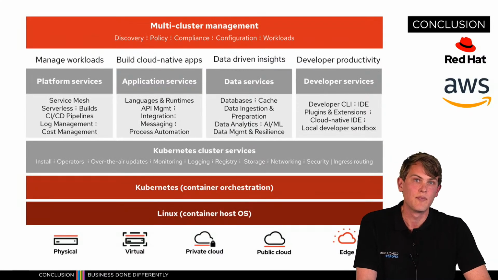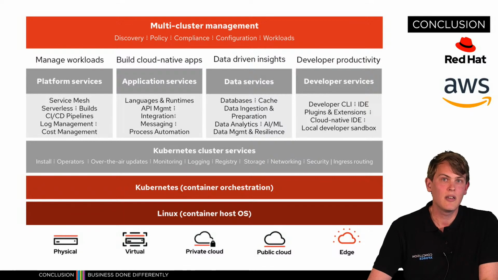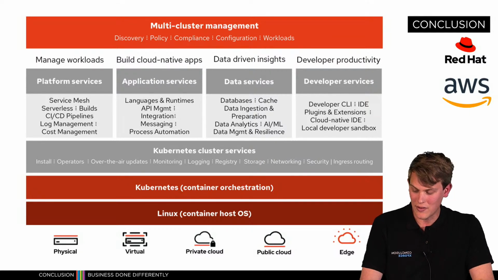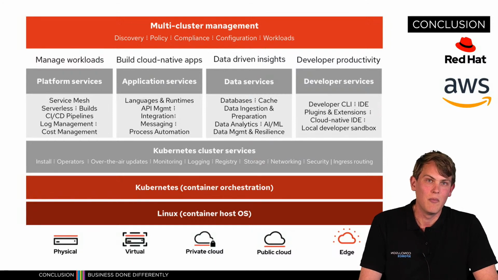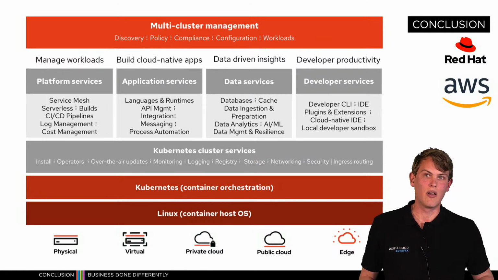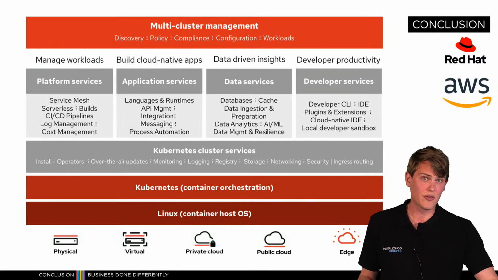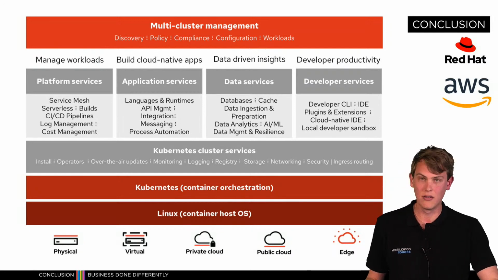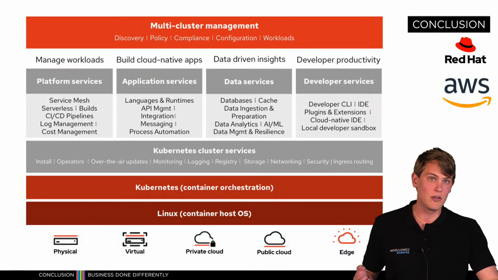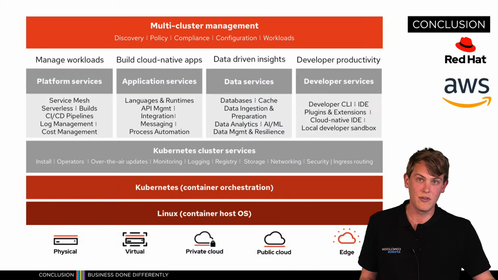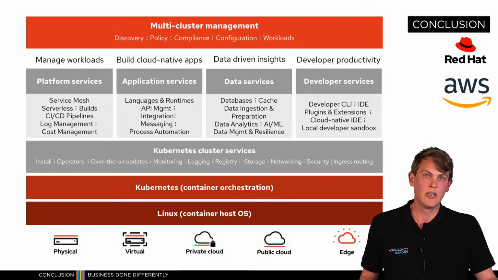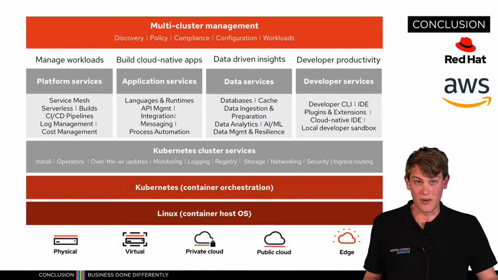So I mentioned simplicity. OpenShift is really simple, but you get quite a lot of stuff. All these blocks you see from the Linux host OS all the way up to multi-cluster management, it's all integrated. It's all the same stuff, whether you're running on the public cloud, on your own infrastructure, or on the edge, it's all the same. So it's very simple.